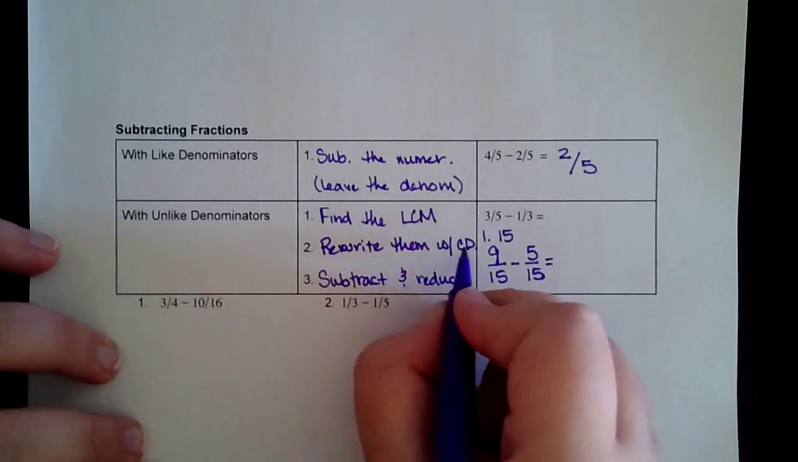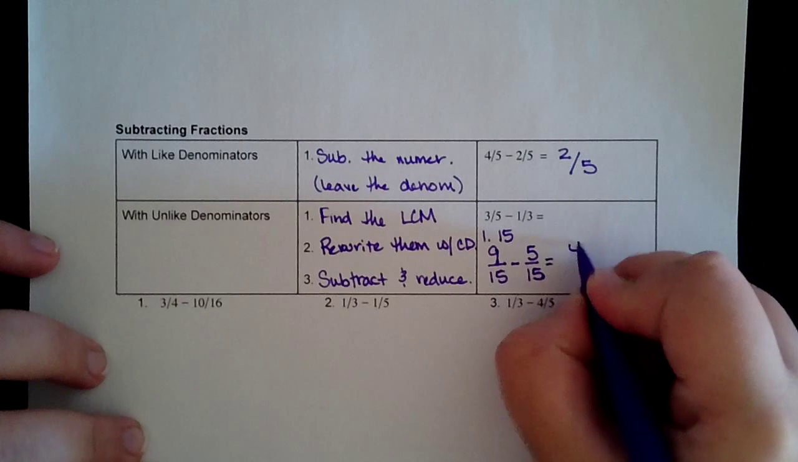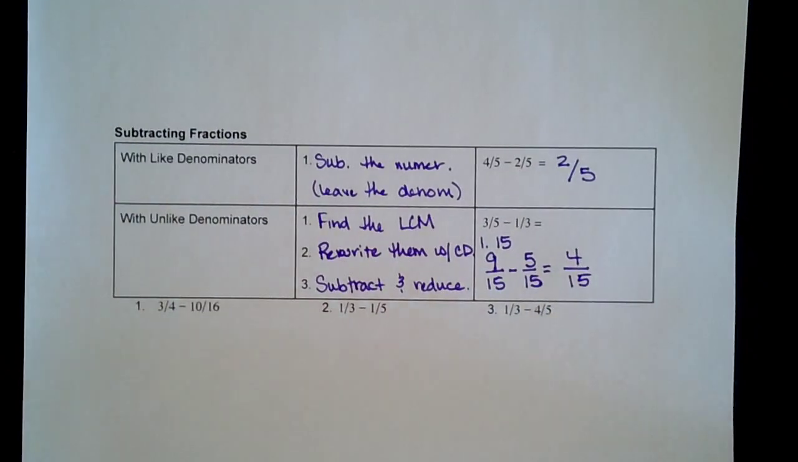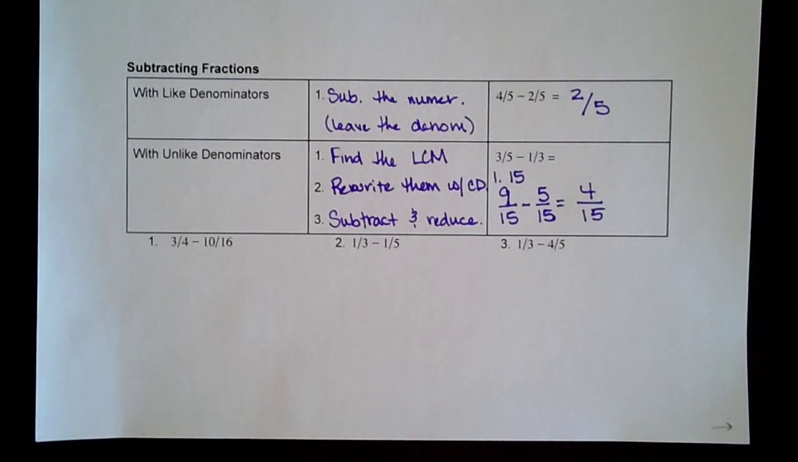We have already rewritten them, so now we're going to subtract and reduce. 9 minus 5 is 4. Leave that denominator alone, and we have 4 divided by 15. We can't reduce it, so we're good to go. All right, I want you to try those next three on your own. Pause the video here. Once you've given them an attempt, come on back, we'll do them together.